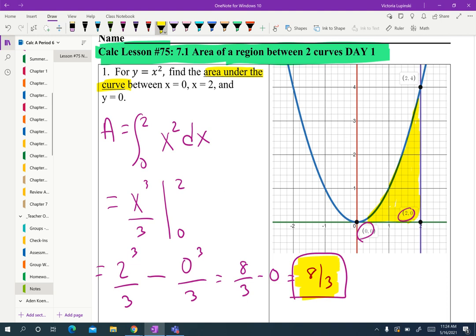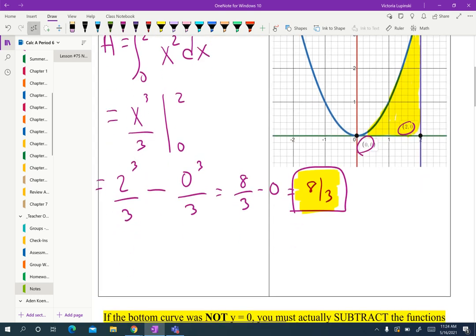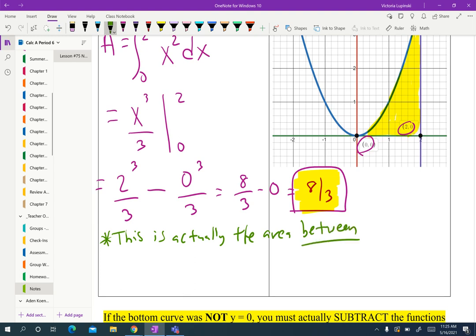So again, those are the types of problems we did when we first started integration. Hopefully it's familiar and it makes sense. Here's the thing that you actually might not have been aware of. What you actually found is not just the area under the curve x squared, but what you actually found is the area between two curves.